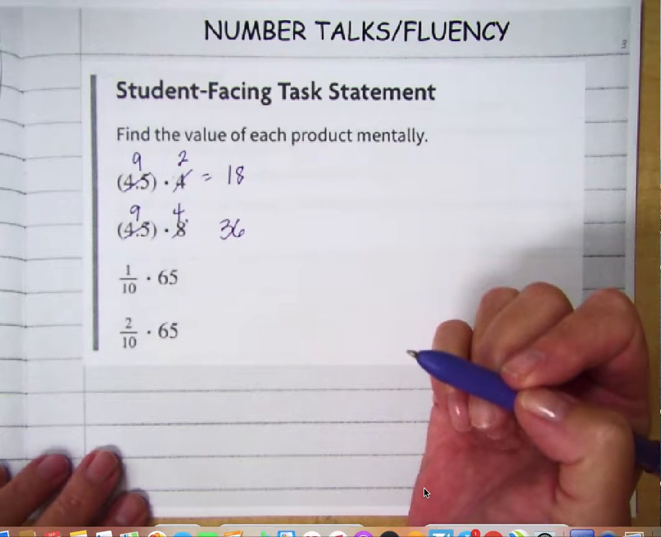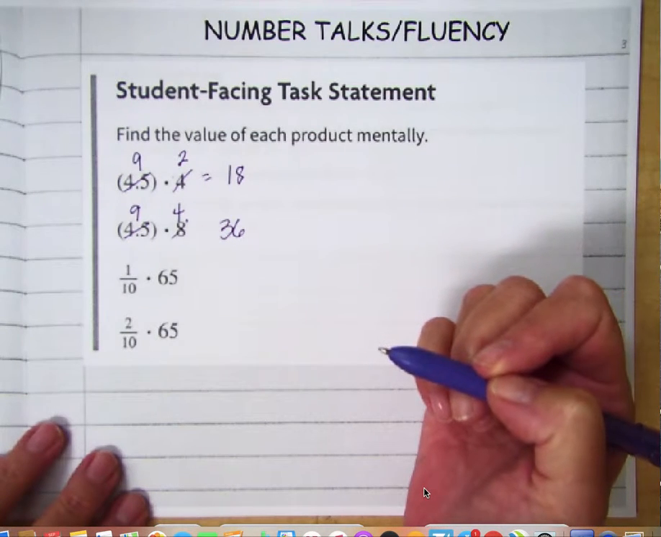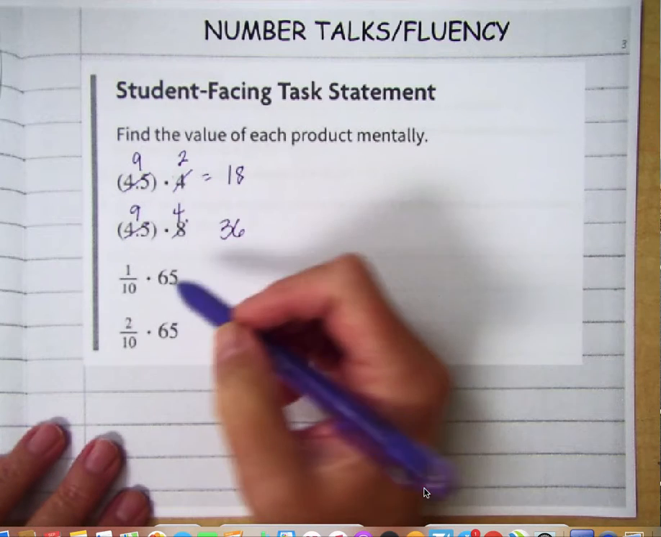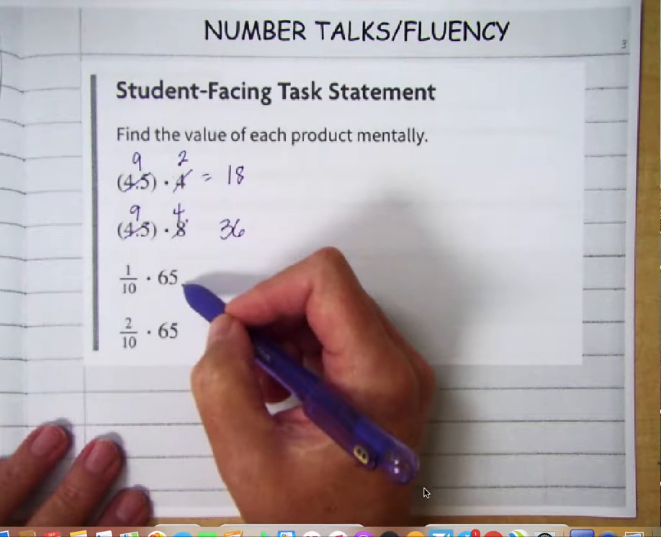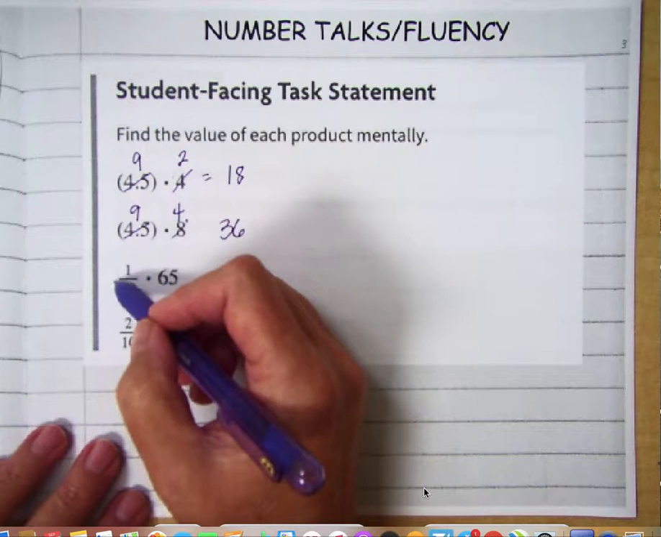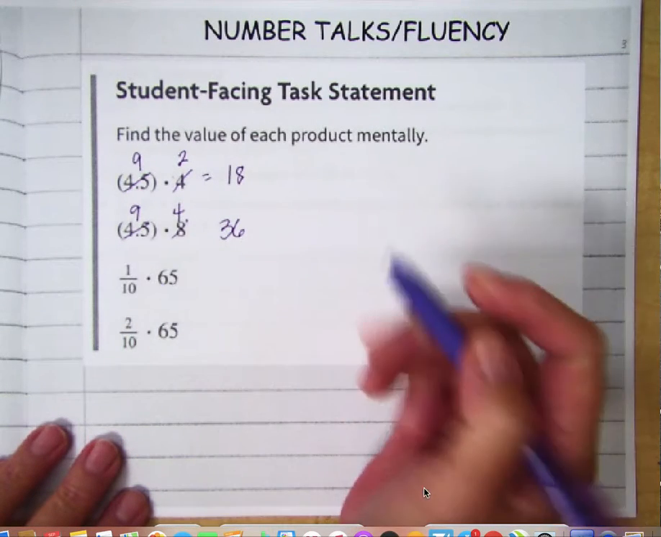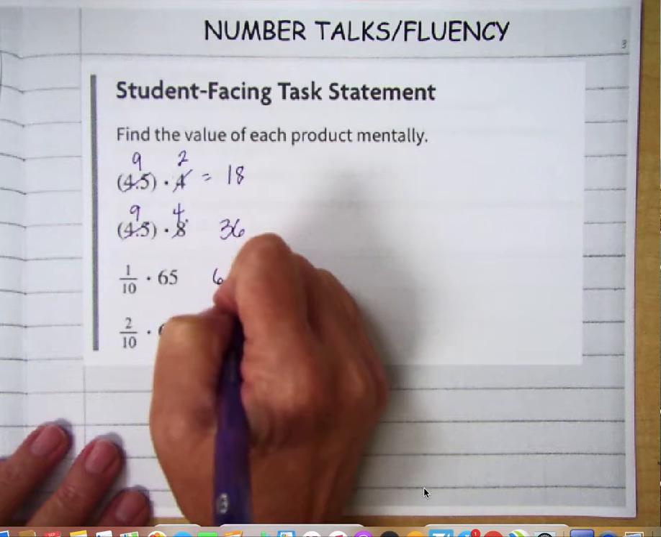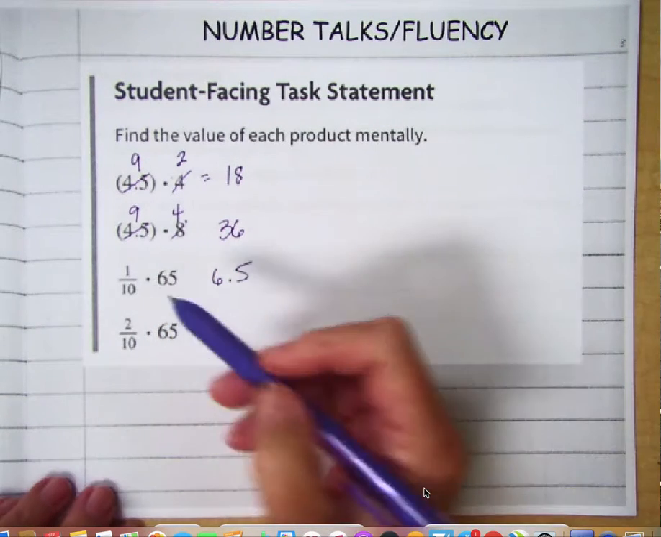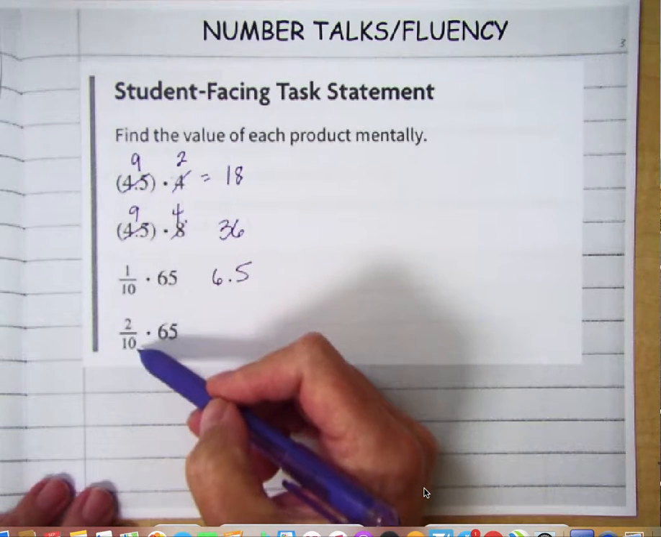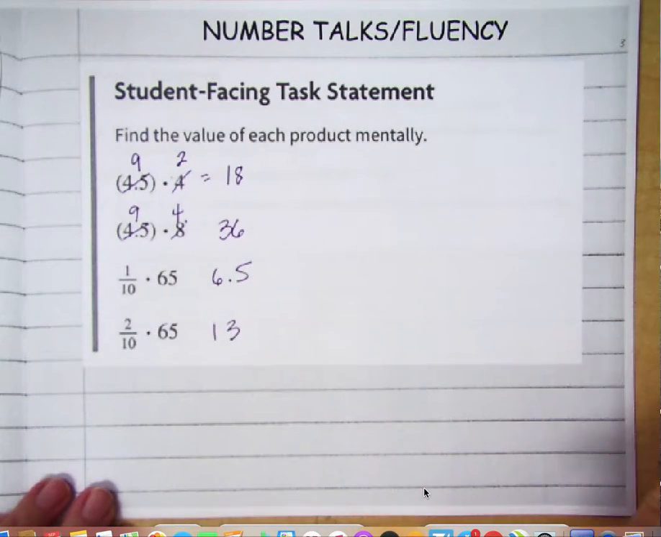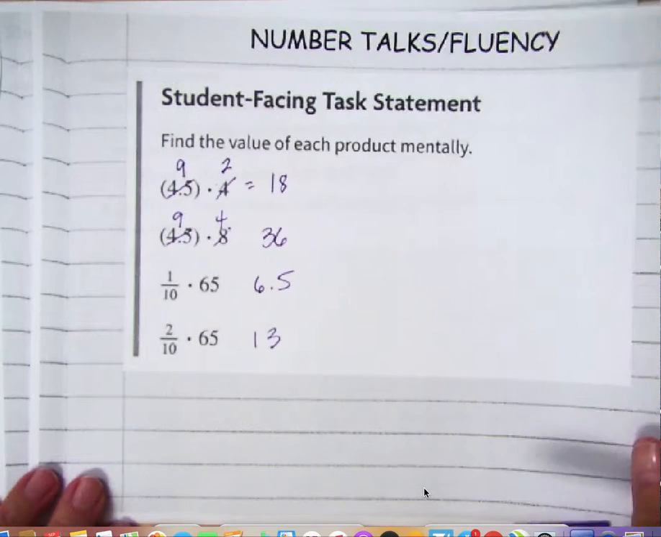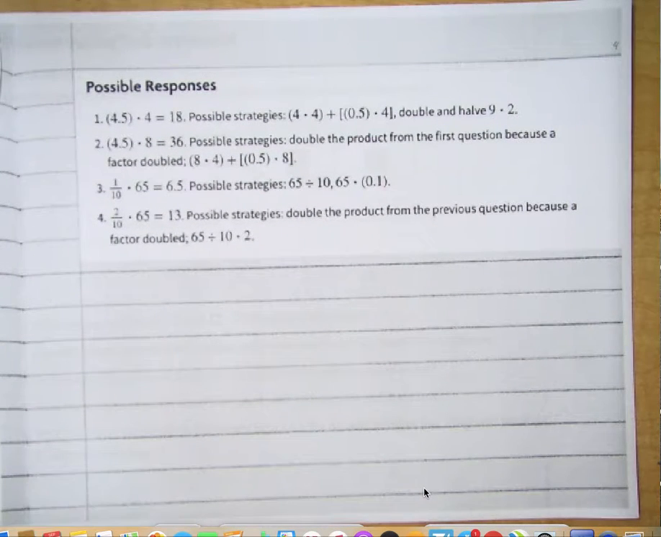Now, 1/10. Wow. Can I just divide this by 10? Absolutely. If I multiply this by 10 and make it 1, I'll have to divide this by 10 to make it 6.5. 2/10 is 1/10 doubled, so 6.5 would be 13. Okay, so those are some of the strategies that I use.